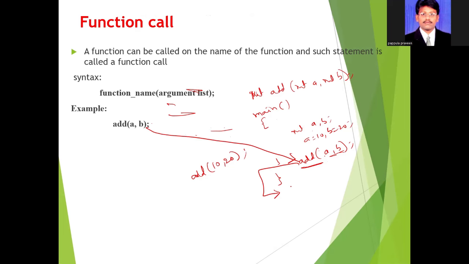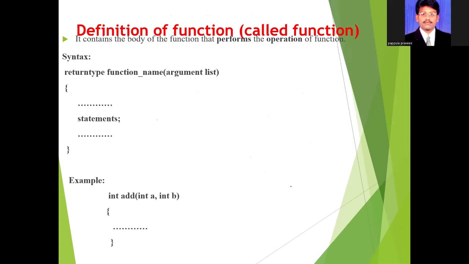Now we want to go for the definition of the function, or called function. The definition of the function contains the body of the function that performs the operations of the function. Now we have to write the code for the function. What is the previous function name? Addition. Add int a, comma, int b.